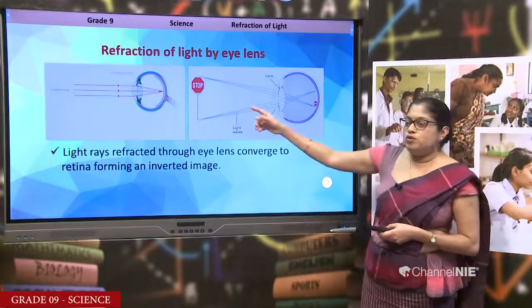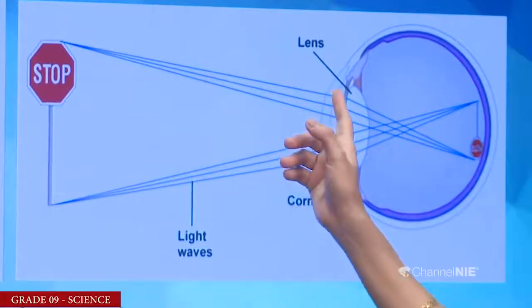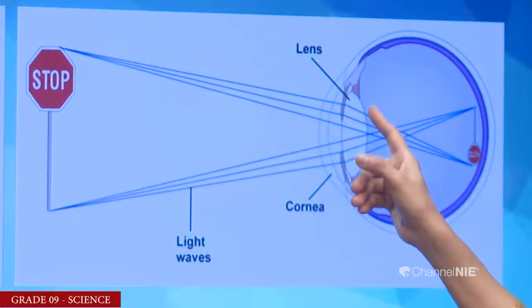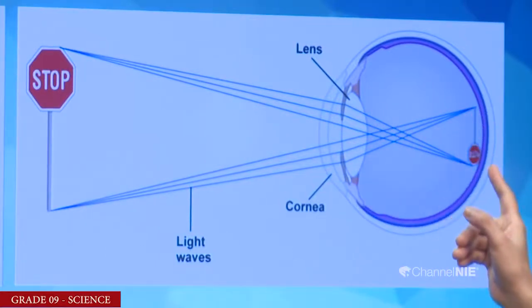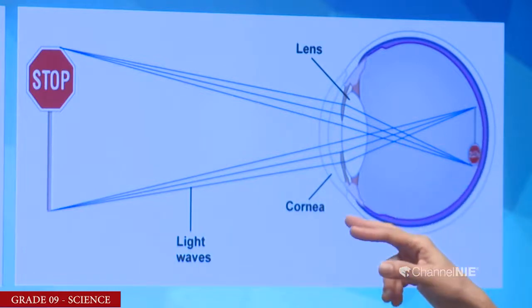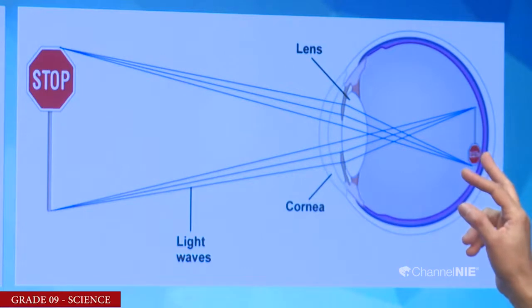This diagram shows a nearby object and light rays coming from the nearby object, refracted by the eye lens, forming the image on the retina here. You can see that the image is inverted, not upright.